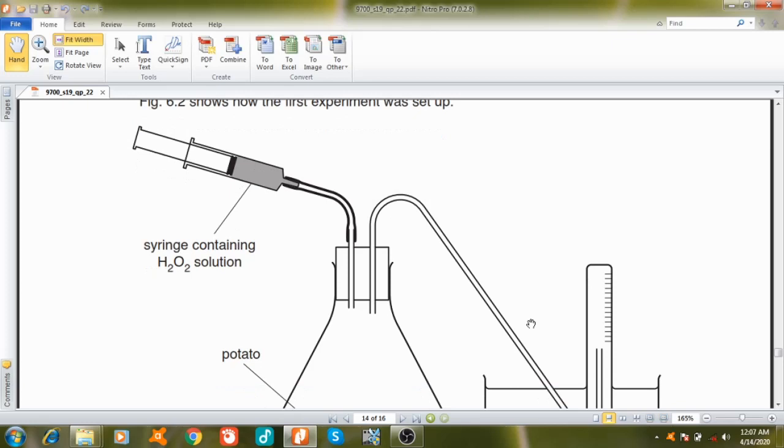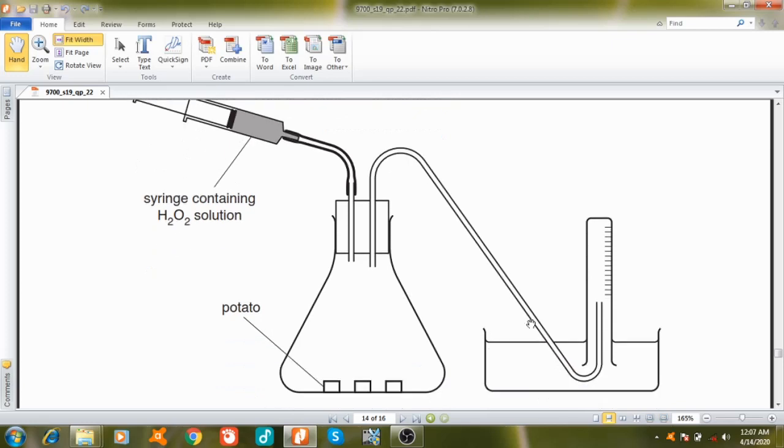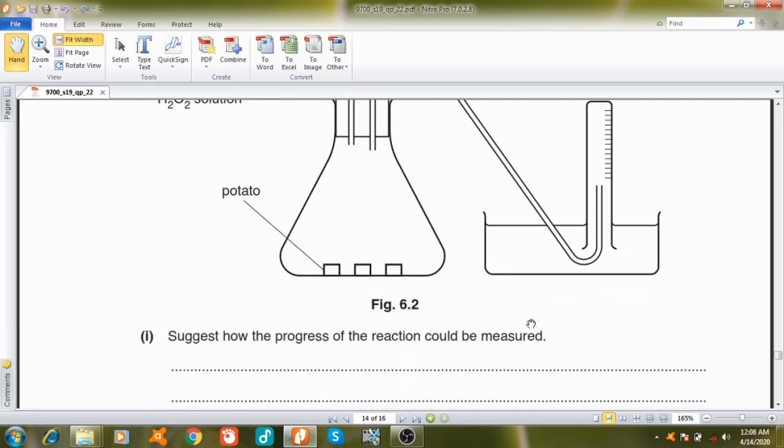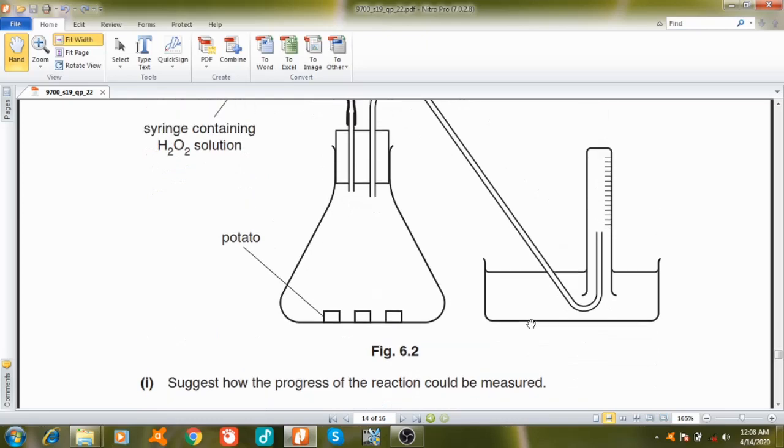You can see there is a syringe in which hydrogen peroxide is filled. There is a flask fitted with a cork with a hole, and from one side the hydrogen peroxide will be poured into the flask. There is another hole in the cork through which a delivery tube is given, and it goes inside a cylinder, and below there is a beaker containing water, and inside potato tissues are present. Question is, suggest how the progress of the reaction could be measured.